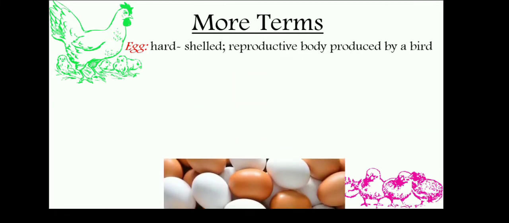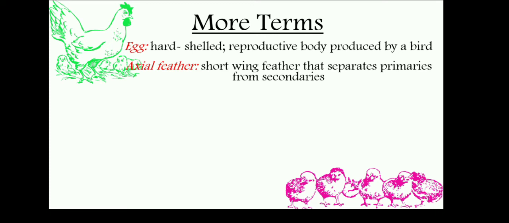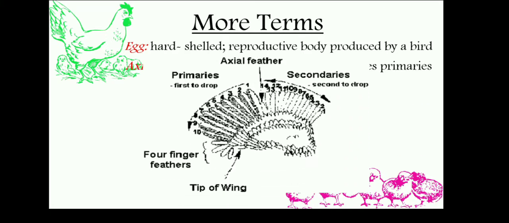Next, axial feather. A short-winged feather that separates primaries from secondaries. So, this is for the example. As we can see in the picture, the primaries are the first to drop, and the secondaries are the second to drop. So, the axial feather is the center of the primaries and secondaries.